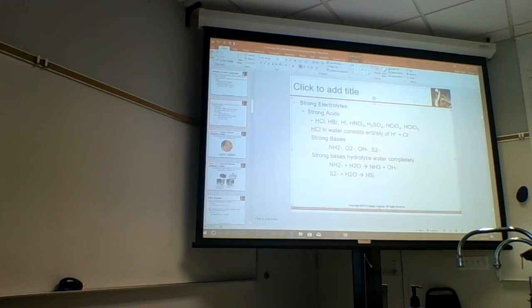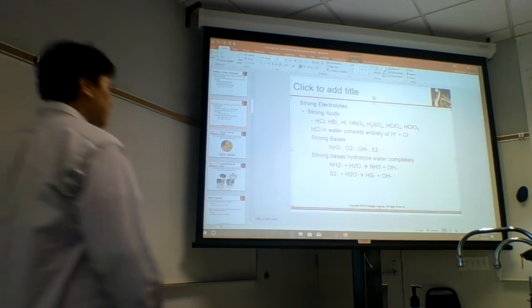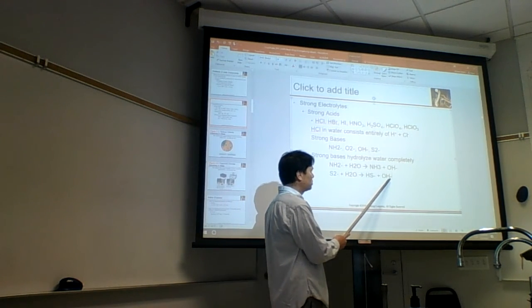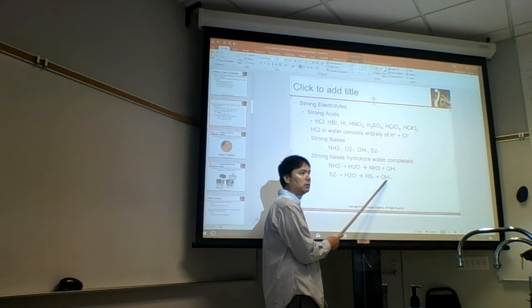HS. Is there a charge on HS? HS minus. Plus hydroxide. Yeah, that's exactly what happens. Sulfide is too powerful. And so sulfide is going to attack the water to form HS minus and form hydroxide. Which is the strongest base that can exist in water?